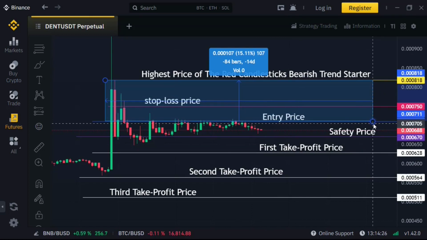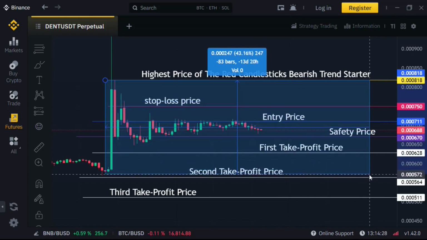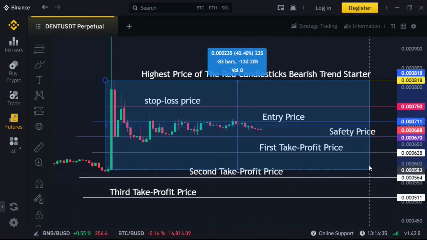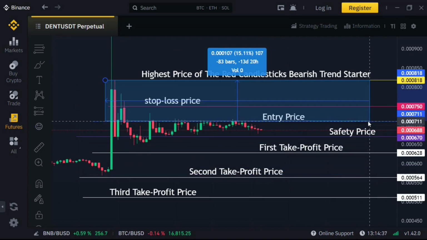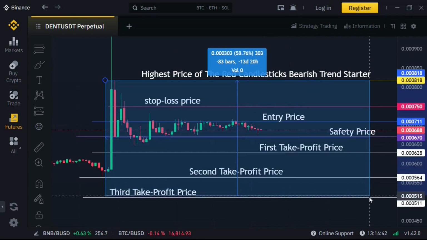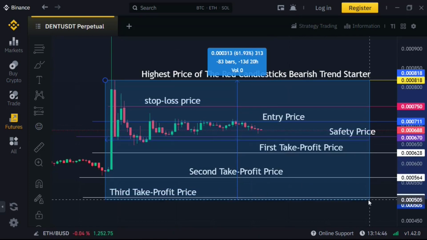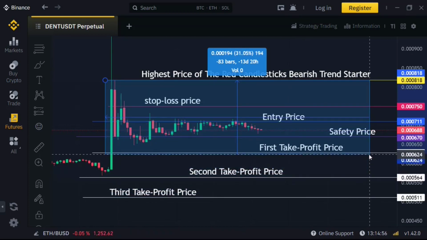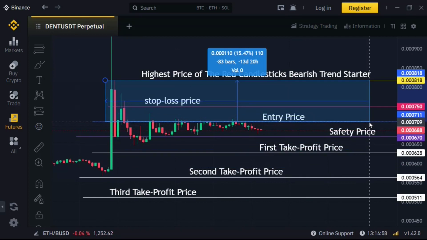Also, if the price action of the cryptocurrency pair bounces up to the first take profit price, make sure to sell 50% of your cryptocurrency portfolio and reserve the 20% of the cryptocurrency portfolio to be sold at the second take profit price or at the entry price if the price action dips back down to the entry price. And finally, if the price action of the cryptocurrency pair continues to bounce up to the third take profit price, make sure to sell the remaining 25% of your cryptocurrency portfolio in profit or at the entry price if the price action of the cryptocurrency pair dips back down to the entry price.